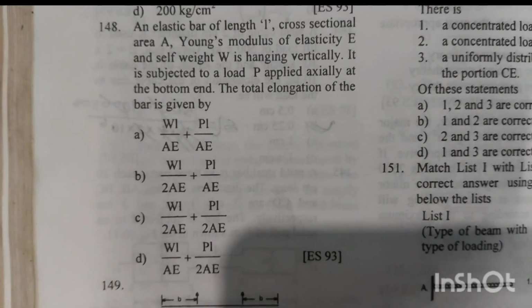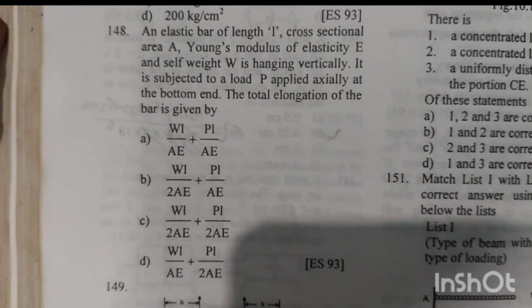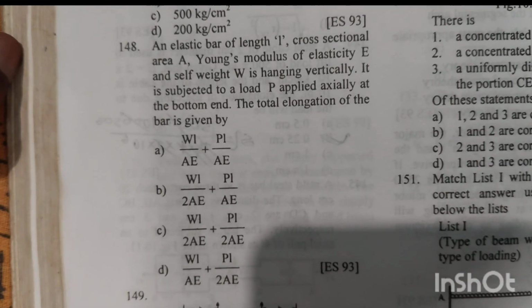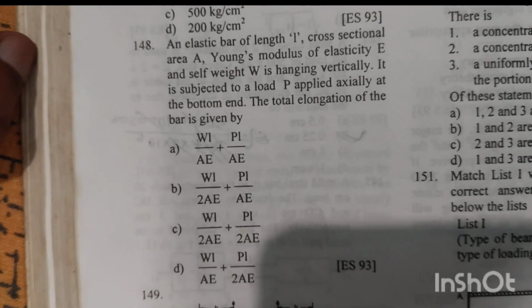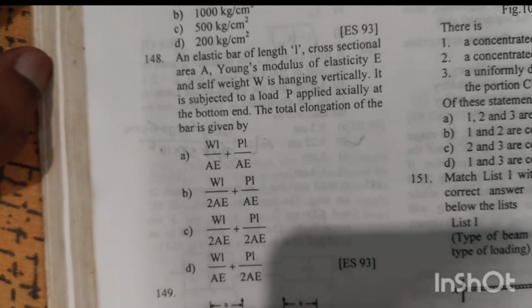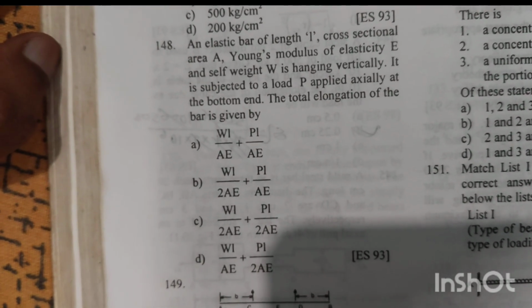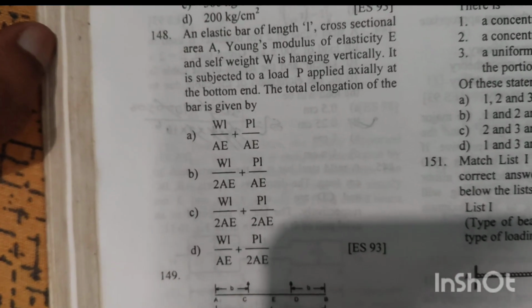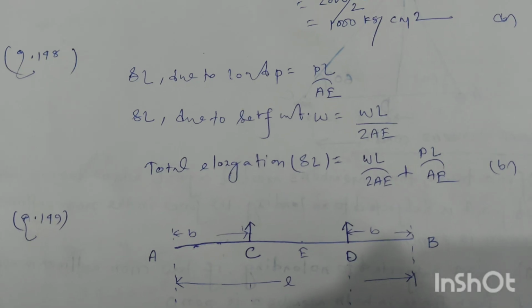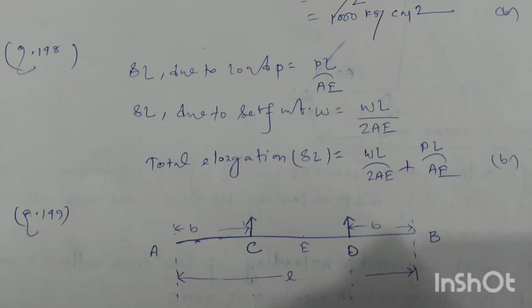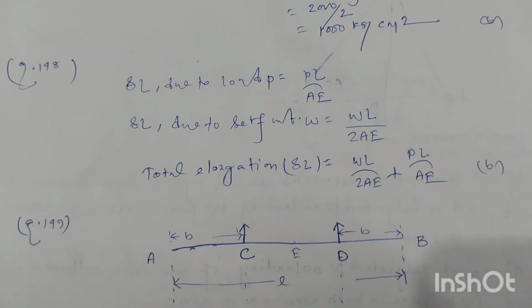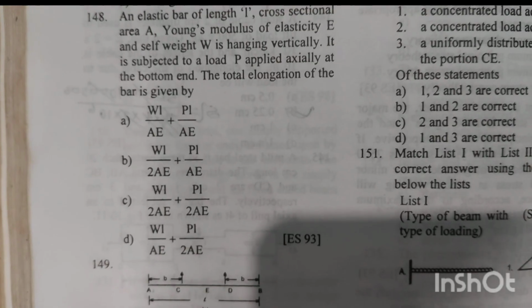Question number 148. An elastic bar of length L, cross sectional area capital A, Young modulus of elasticity capital E, and self weight capital W is hanging vertically. It is subjected to a load of P applied axially at the bottom end. The total elongation of the bar is given by, the elongation due to load P will be PL by AE, and the elongation due to self weight W will be equal to WL by 2AE. So total elongation del L will be equal to WL by 2AE plus PL by AE. Option B is right answer.